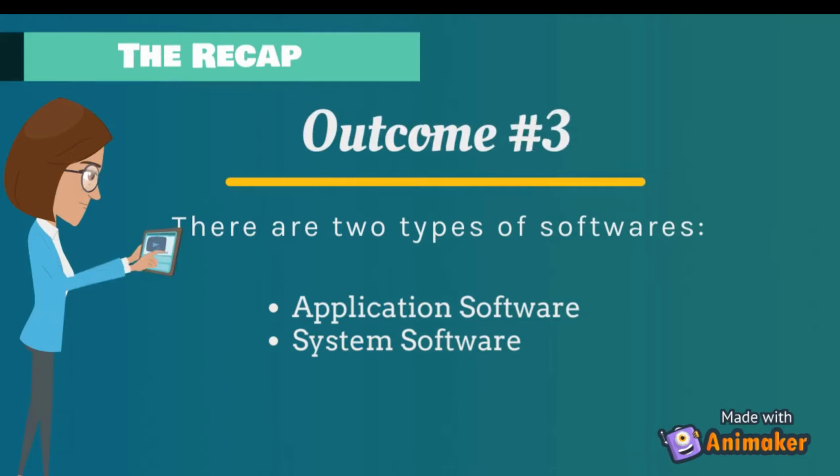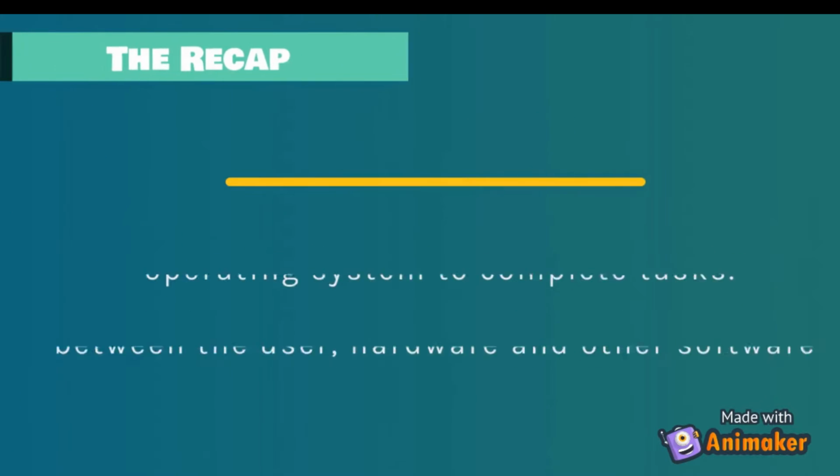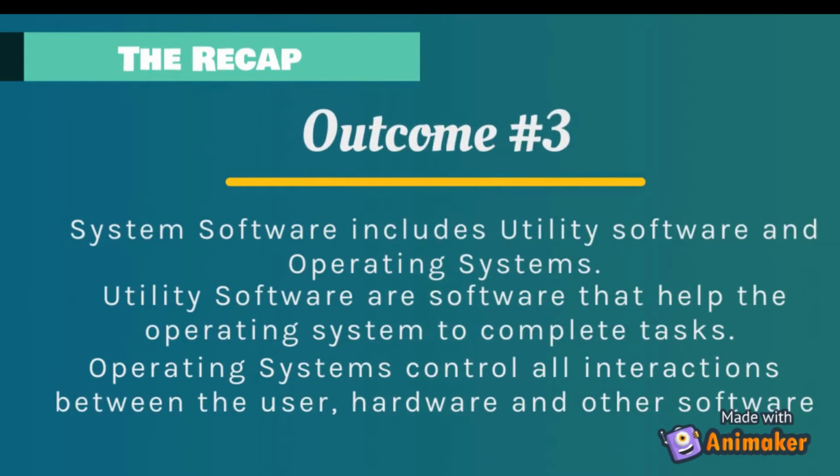We then went on to outcome 3, where we learned that there are 2 types of software, application software and system software. Application software are computer programs that are built to achieve a single goal, while system software includes utility software and operating systems. Utility software are software that help the operating system to complete tasks, while operating systems control all interactions between the user, hardware, and other software.